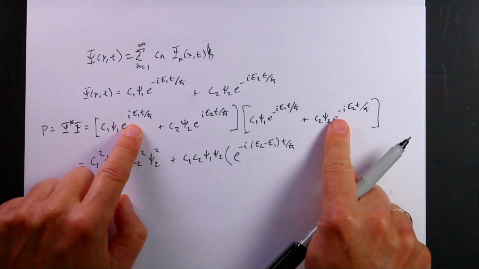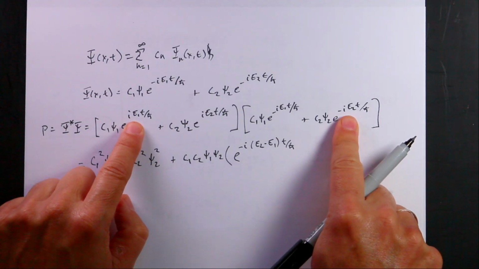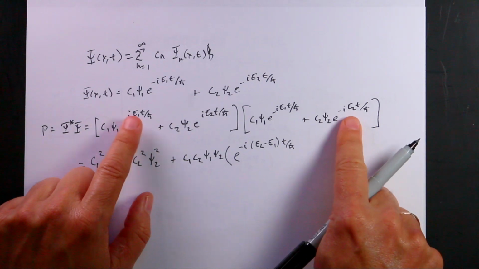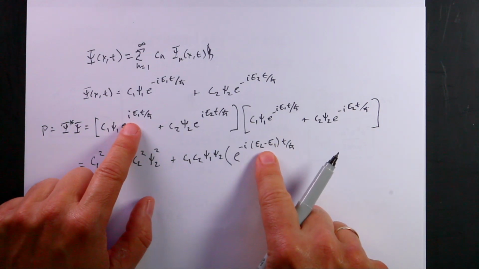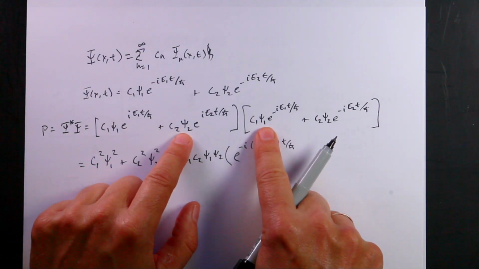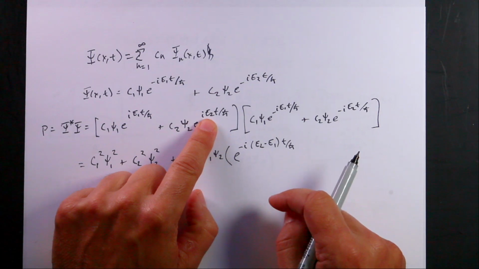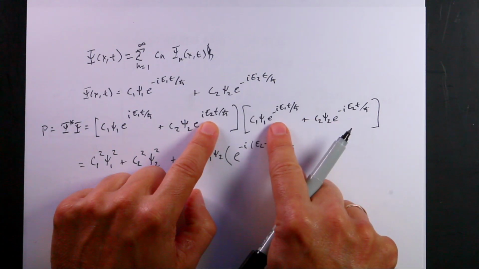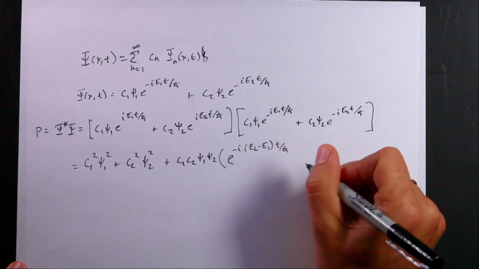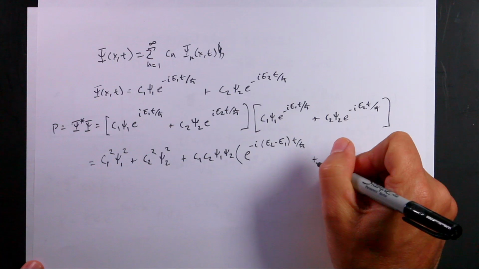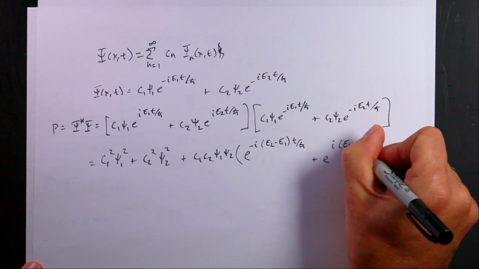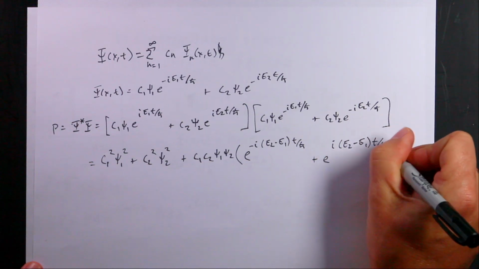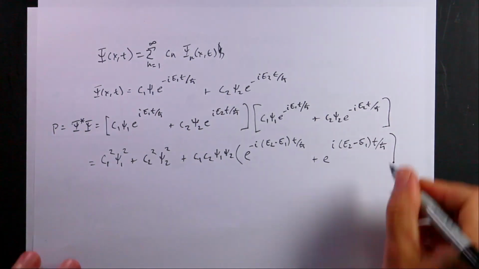You see how that is? I'm adding these exponents, and then I'm factoring out the negative I. The only difference between these two exponents is E1 and E2, and one's negative and one's positive. That's why I have this E2 minus E1. Then I'm going to do the other cross term, which is this times that. In this case, I have E2 with the positive I and E1 with the negative I, so I get the opposite. So I get plus e to the I (E2 minus E1) t over h bar, with parentheses right there.